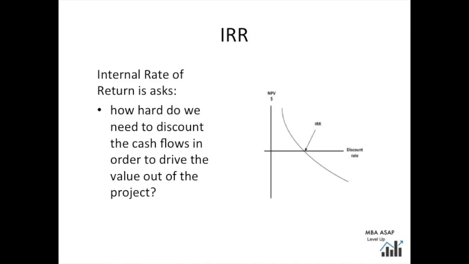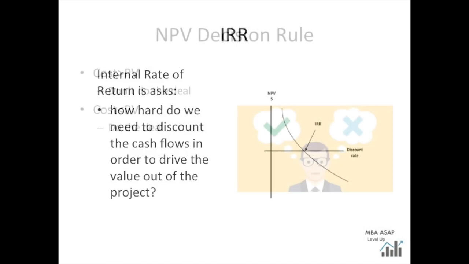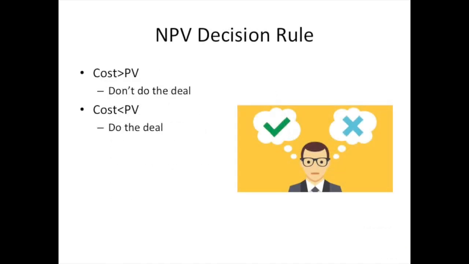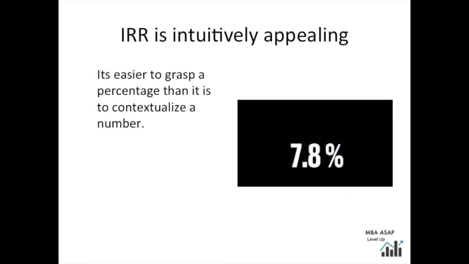It's a measure of the resiliency of the cash flows. The harder we discount, the more that drives down the NPV. How hard do we have to discount it and still stay bigger than zero? That's what IRR is designed to tell us. This decision rule is very similar to our net present value decision, as we'll see graphically.